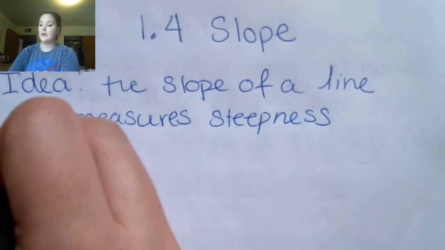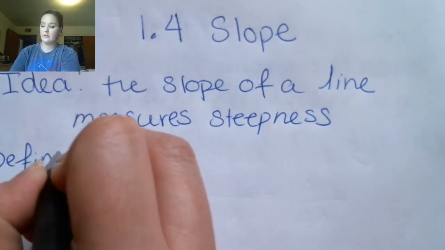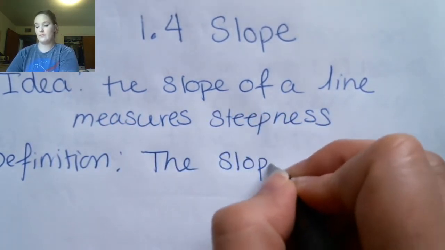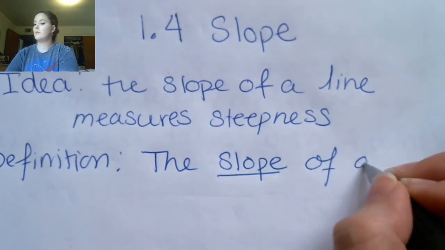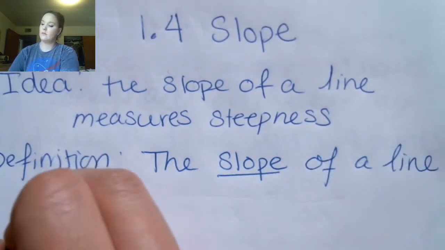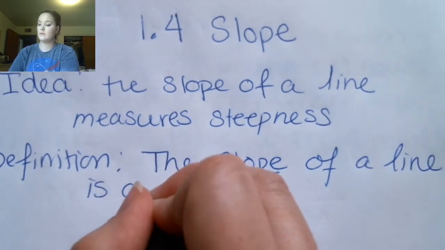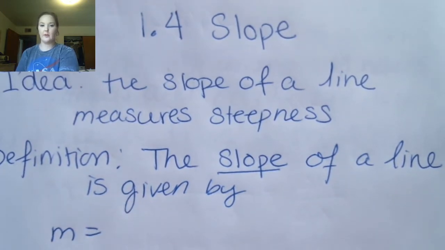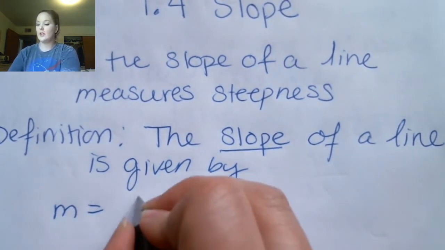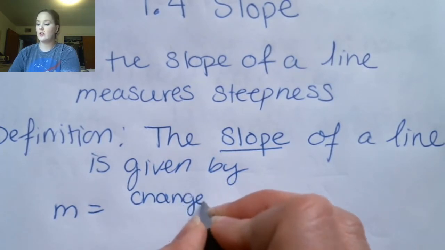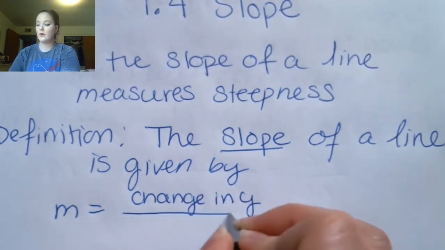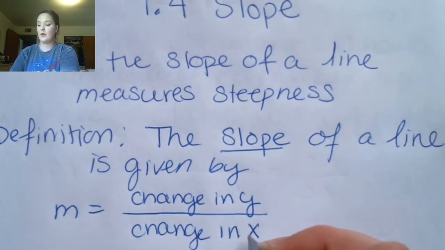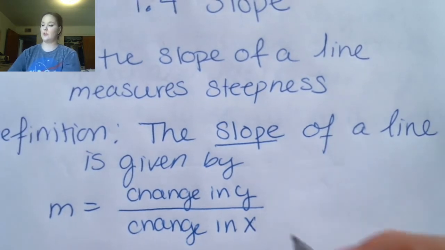Okay, and then the definition. Okay, so remember we traditionally use the variable m to stand for slope. So this is going to be the change in y over the change in x, the vertical change over the horizontal change.